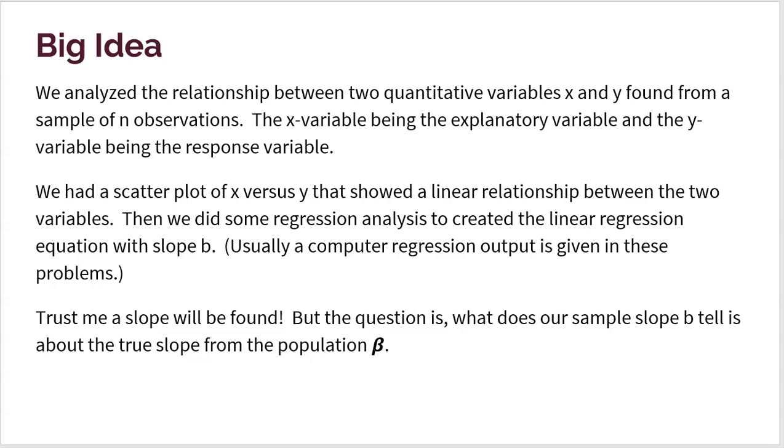So we have a scatter plot of x versus y that showed a linear relationship. If it didn't show a linear relationship, we shouldn't be moving forward at all, obviously, right? So we see this linear relationship between the 2 variables.